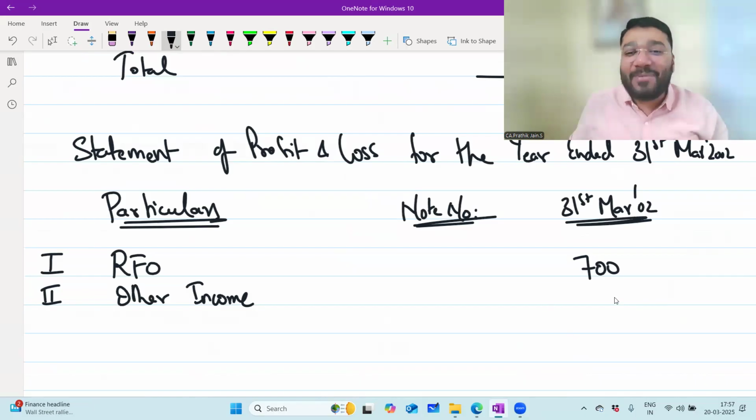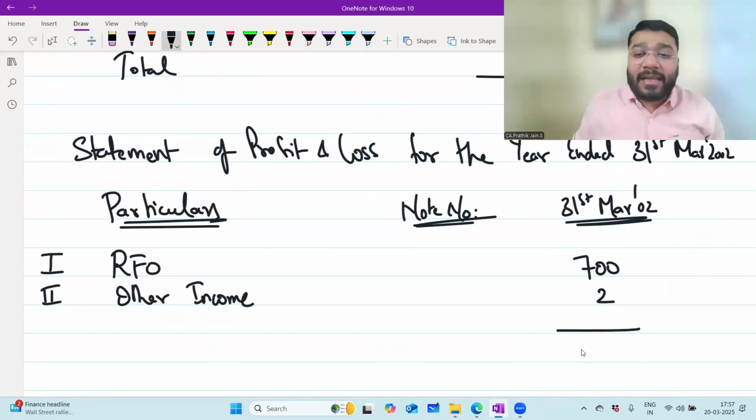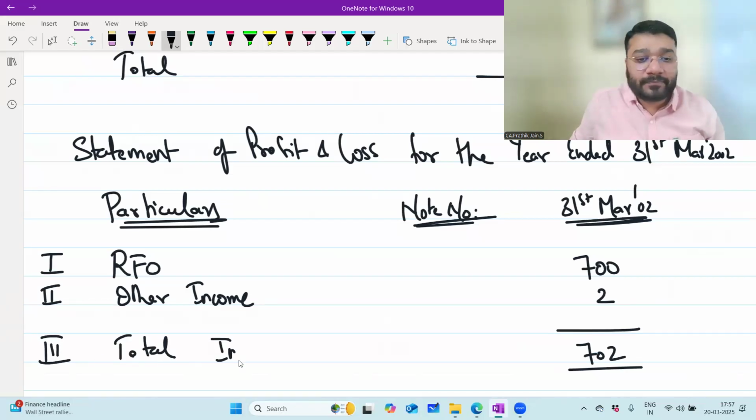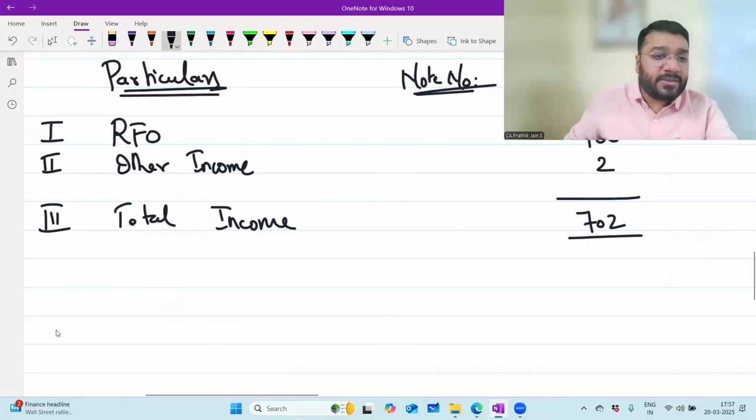Do it properly. How much? 2. Don't write 2,000 in excitement and come. Be careful when you are doing this kind of questions. Figures in thousands, lakhs, millions means be very, very careful. So it is 2 only. If I total, I get 7 or 2. What is this called as? Total income. Point number 3, total income. Yes, this is the order. 1, 2, 3. You have to write this like this only.